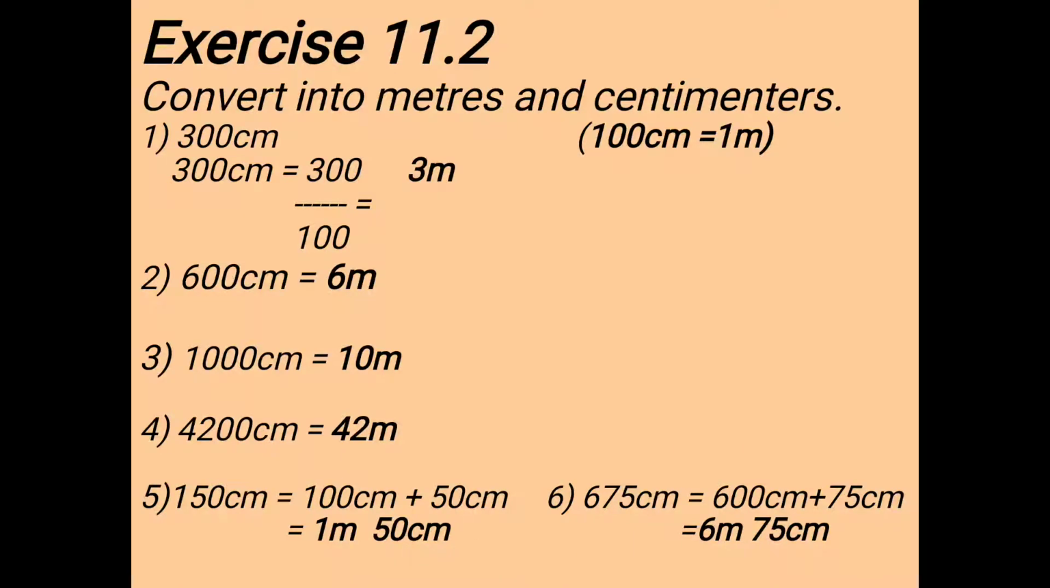Next, 675 centimeters. So again separate hundreds at one side and another part at another side. That is 600 centimeters plus 75 centimeters. We are dividing 675 apart. Then, as you all know, 600 centimeters is equal to 6 meters. So 6 meters 75 centimeters.